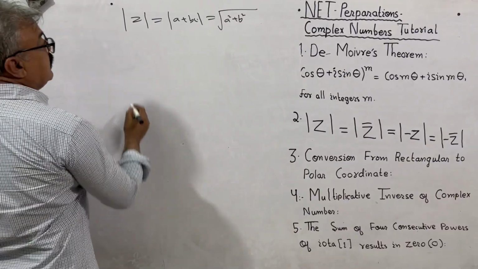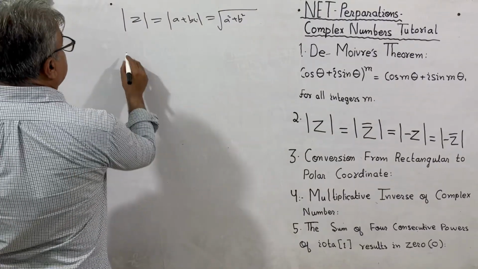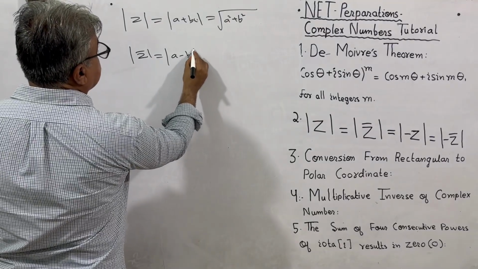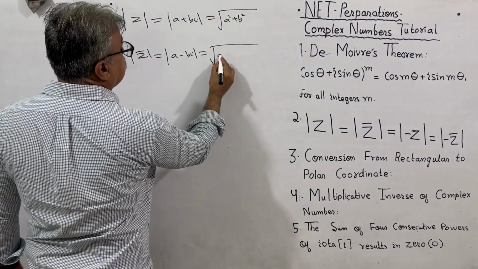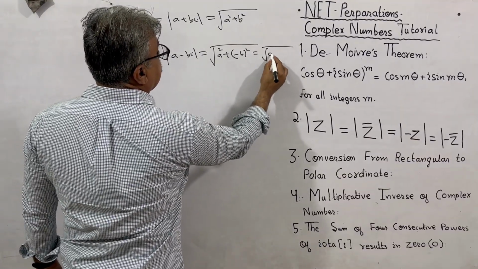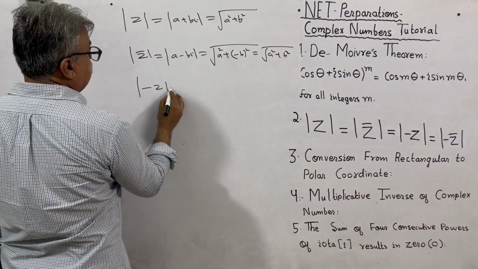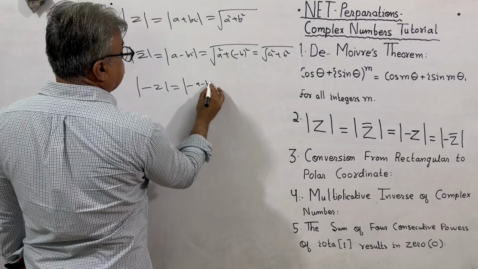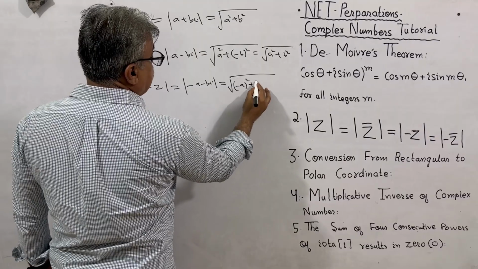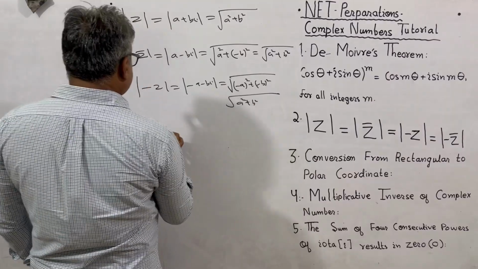Or you can say that it is the radius of the circle that represents that complex number. Mod of z bar, where z bar means a minus b iota. Finding its mod, it also results in a square plus negative b square. The magnitude of z bar is also the same. Similarly, minus z means minus a minus b iota. Finding its magnitude, negative a square, negative b square, we have positive a square plus b square.